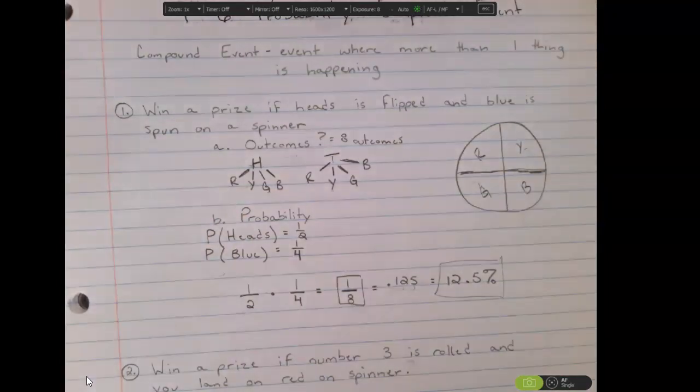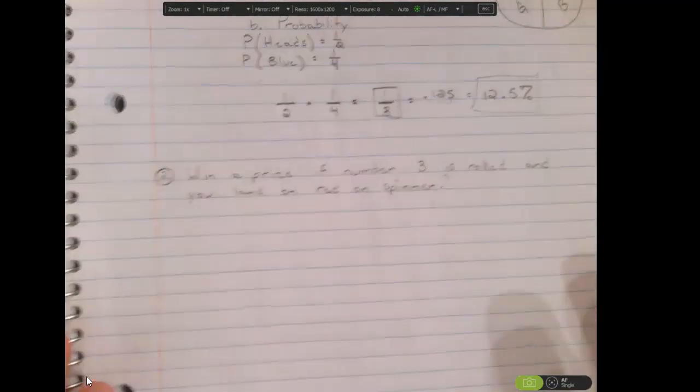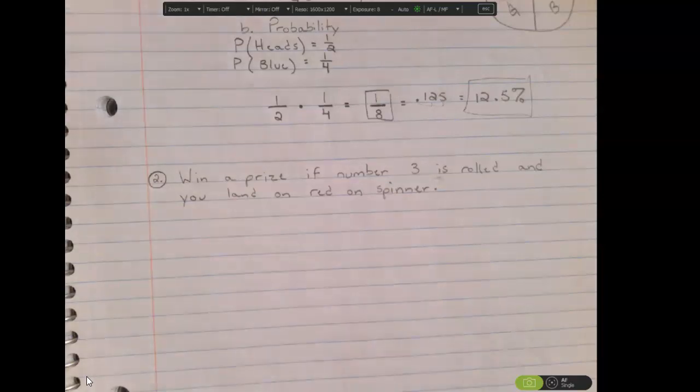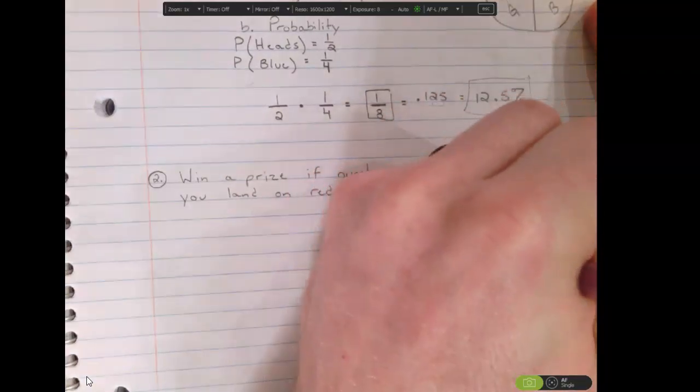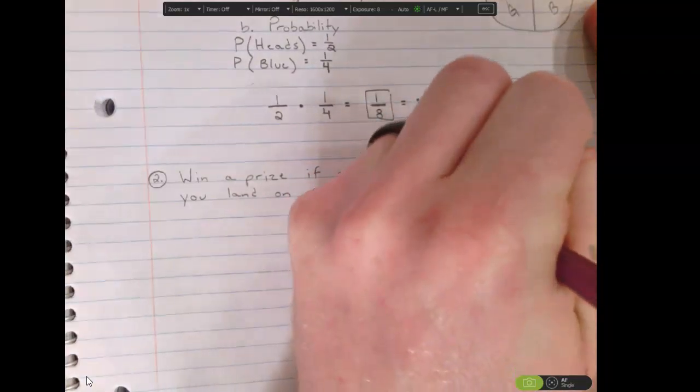All right, let's look at number 2. So number 2, it's a little different, little same, little different. So this time you win a prize if the number 3 is rolled. And we'll just say it's on a standard 6-sided dice. So the number 3 is rolled and you land on red on a spinner. And I'm going to just borrow that same spinner that we just looked at from the previous problem.